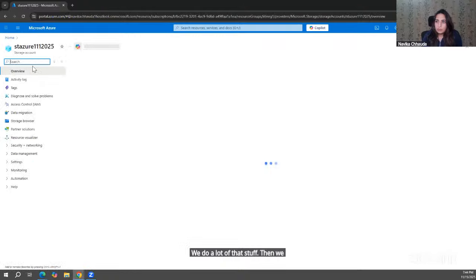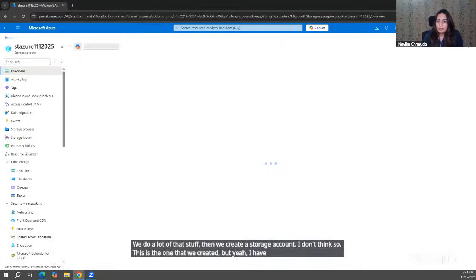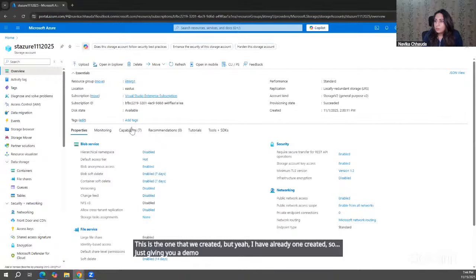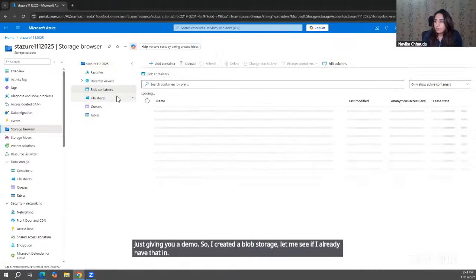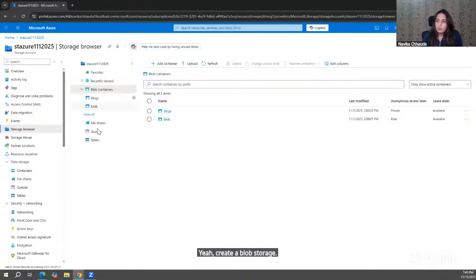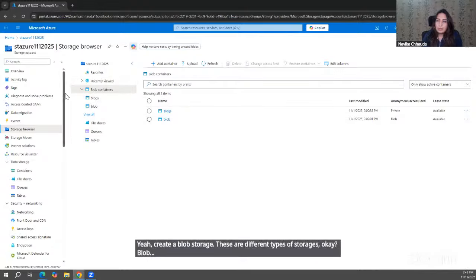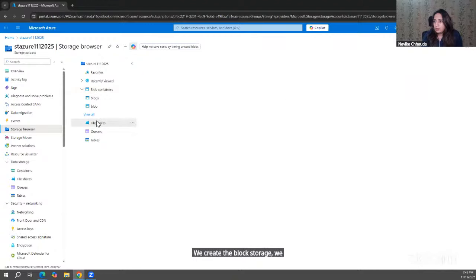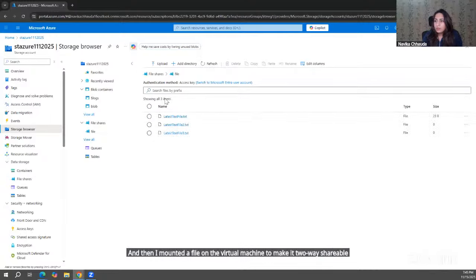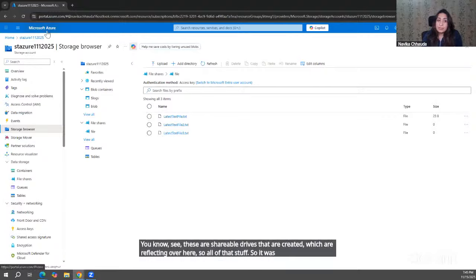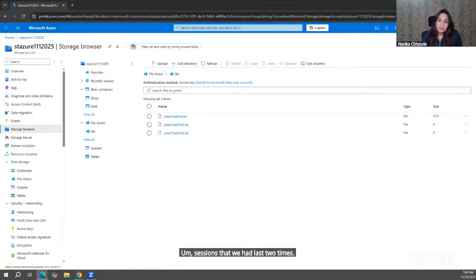Then we created a storage account. I don't think this is the one that we created, but I have already one created. So just giving you a demo. So I created a blob storage. These are different types of storages: blob, file, queue, tables, and disks. What I showed you over here on the virtual machine. We created the blob storage. We created file shares as well, and then I mounted a file on the virtual machine to make it a two-way shareable drive. See, these are shareable drives that I created, which are reflecting over here. So all of that stuff. It was pretty exhaustive, comprehensive sessions that we had the last 3 times.